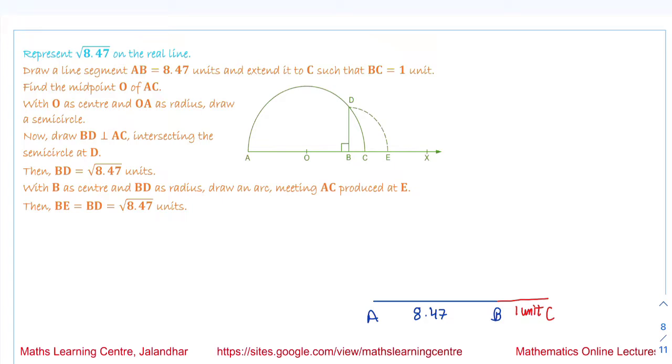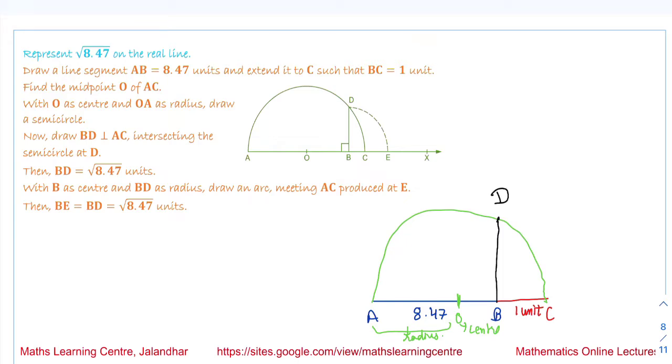The next step is to find the midpoint of AC. Suppose the midpoint of AC is O. Then with O as the center and OA as radius, we draw the semicircle. This is the semicircle we have drawn over here. Then from B we draw a perpendicular, and we are saying that this point is D.